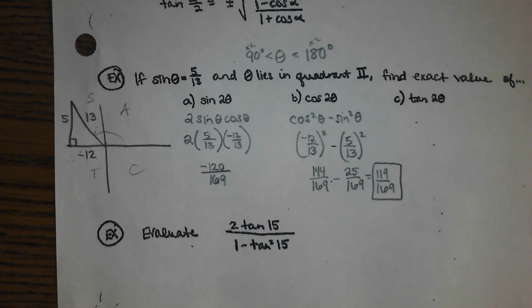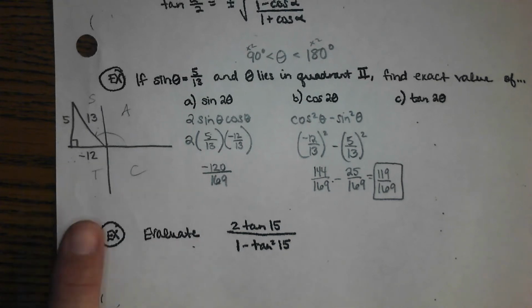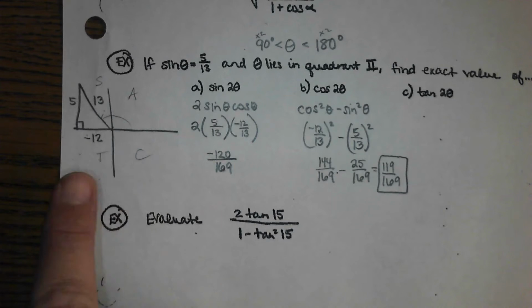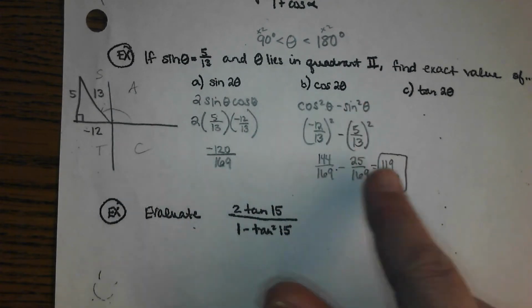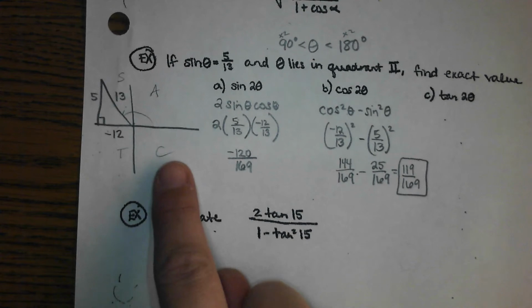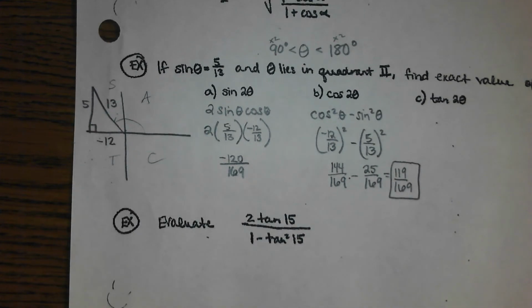Now that one was a little bit different because double theta would have been in quadrant 3 or 4. We really didn't know if it was going to end up being positive cosine or negative cosine. But now that we realize that the cosine of double theta is a positive number, we know that that was in quadrant 4 once you doubled it.